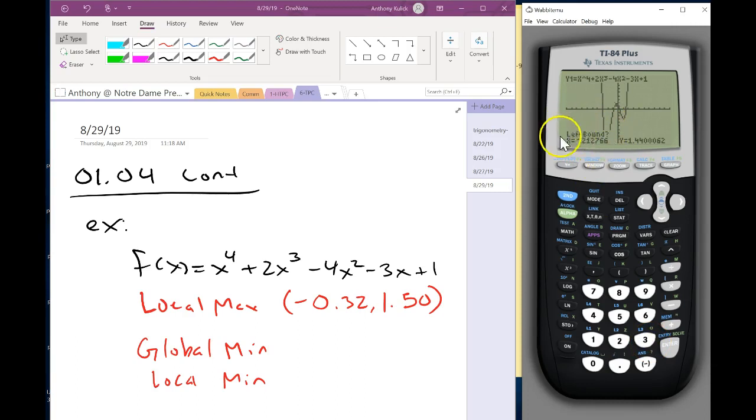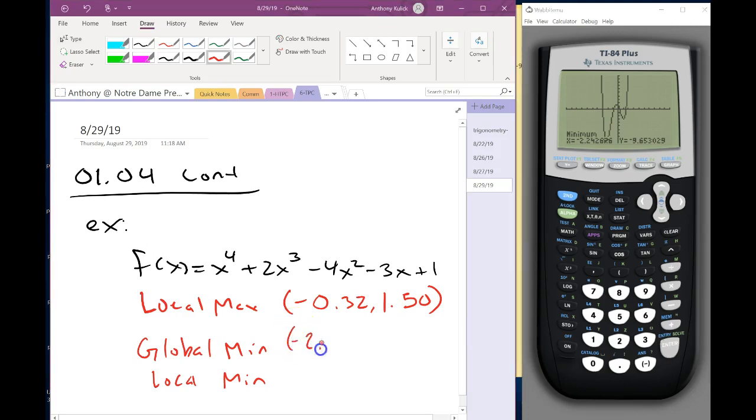So again, it's going to ask me the same 3 questions: left bound, right bound, and guess. So I'm just going to start by moving my cursor to the left of that minimum that I'm searching for. So we said we're going to find the global one first. So really anywhere over here would be okay. That looks good to me. Then it wants a right bound, so really anywhere over here would be okay. So just move that over. That looks good. Press enter. And then a guess. You can just guess at the same spot and press enter.